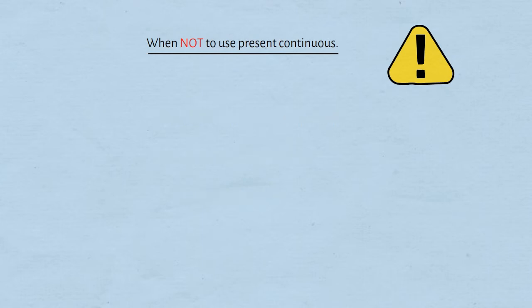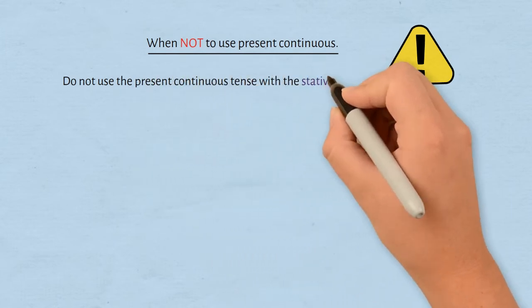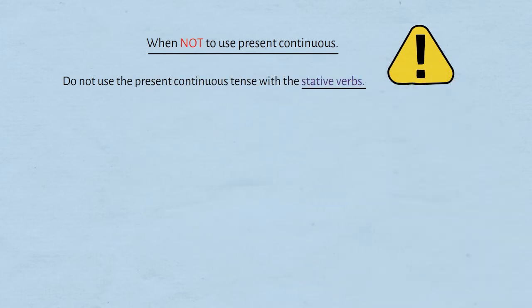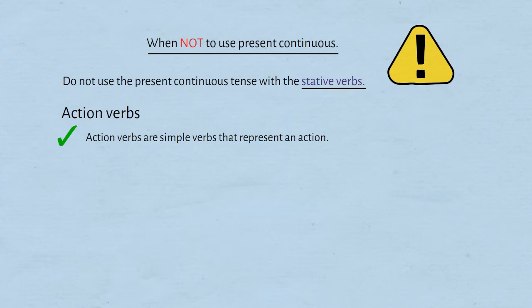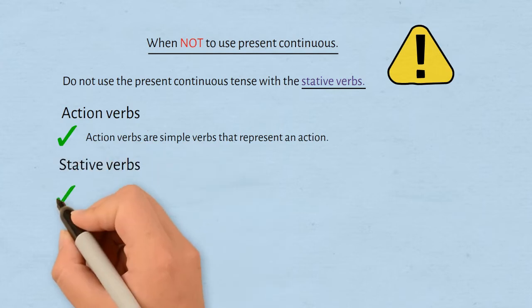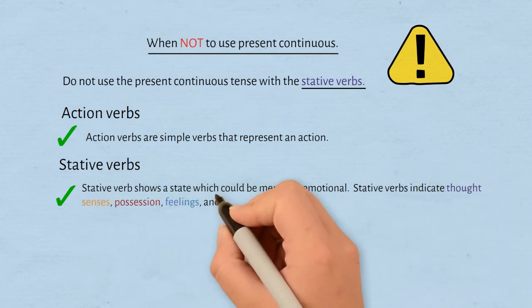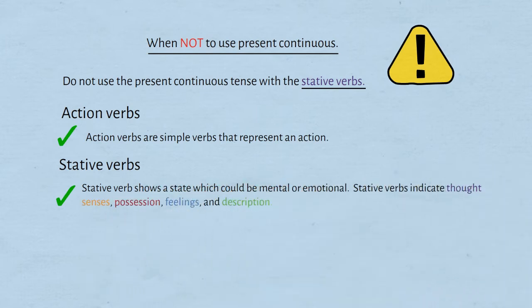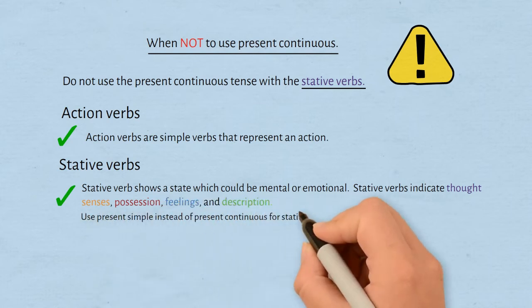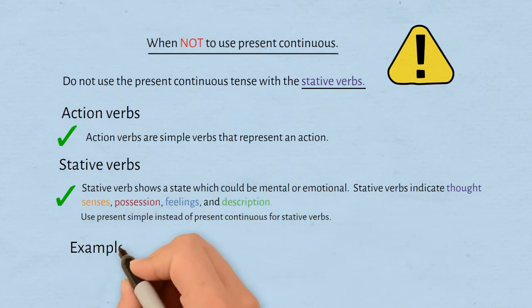We also do not use the present continuous tense with stative verbs. Now, don't worry, I'm going to explain what stative verbs are. In English, we have two kinds of verbs: action verbs and stative verbs. Now, let me help you understand what that means. Action verbs are simple verbs that represent an action, whereas the stative verb shows a state which could be mental or emotional. Stative verbs indicate thoughts, senses, feelings, or description. With the stative verbs, we use the present simple tense instead of the present continuous.